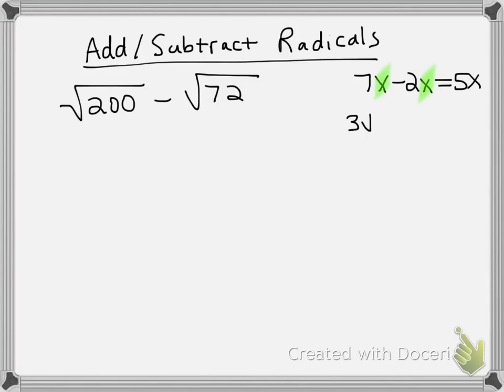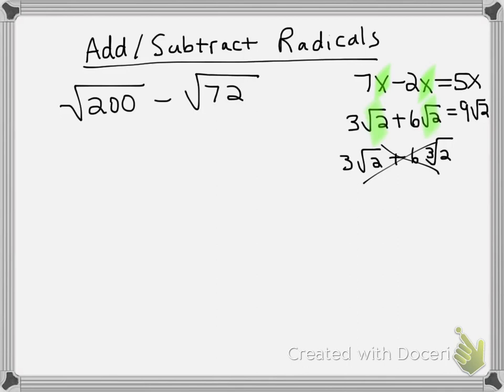If I had 3 square root of 2 and I added 6 square root of 2, since they are the exact same radical and root, we can combine them and say we have 9 of those. Now, if I did 3 square root of 2 plus 6 cube root of 2, we can't do that because my roots aren't the same. They have to be the exact same root, square root or cube root, and what's underneath has to be exactly the same.